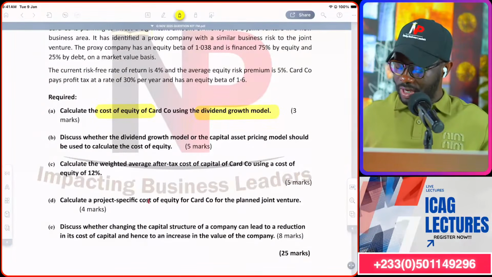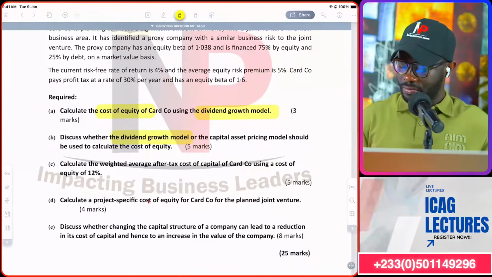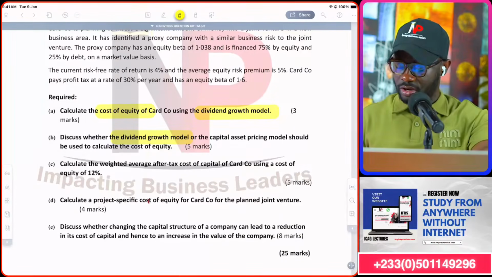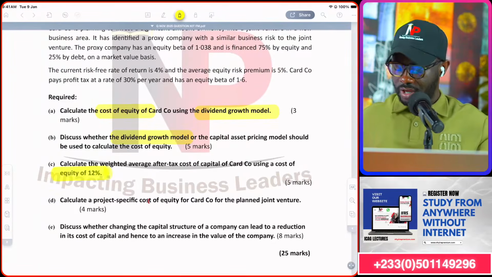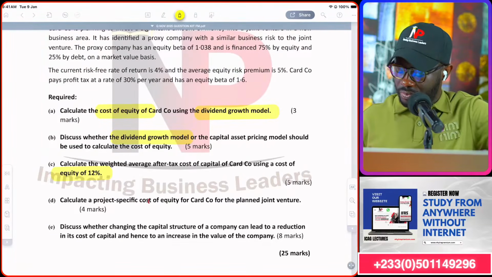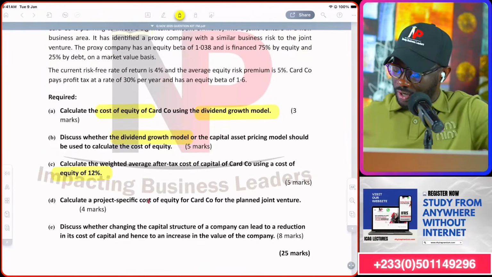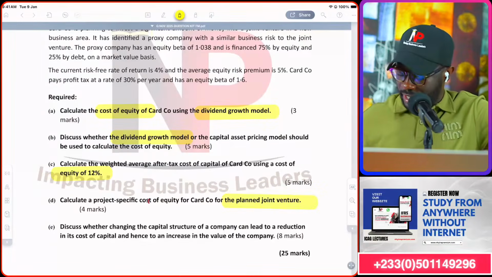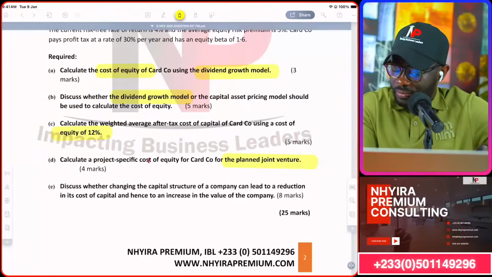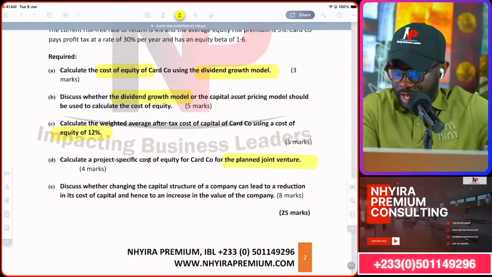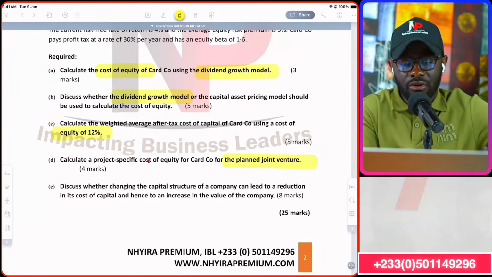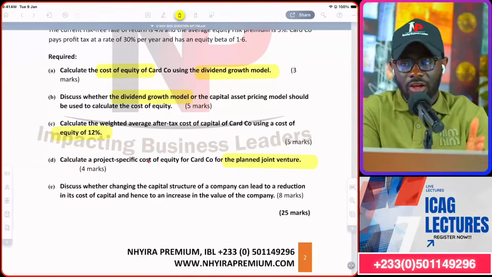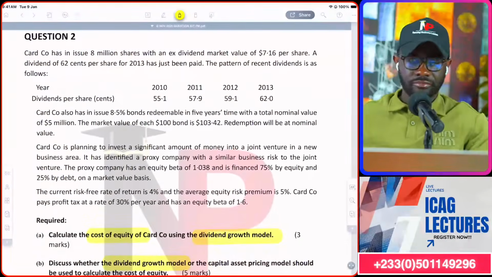Then B says we should discuss whether the dividend growth model or the capital asset pricing model should be used to calculate the cost of equity. C says we should calculate the weighted average after-tax cost of capital of CADCO using the cost of equity of 12%. D says we should calculate the project cost of equity for CADCO for the planned joint venture. And then E says discuss whether changing the capital structure of a company can lead to a reduction in its cost of capital and hence to an increase in the value of the company. So quite a lot of things there, but let's go and read the story.